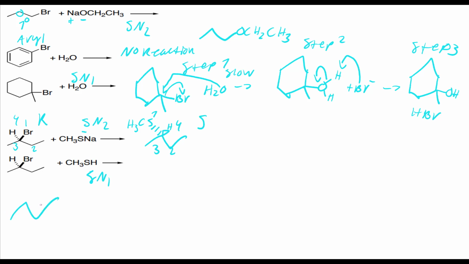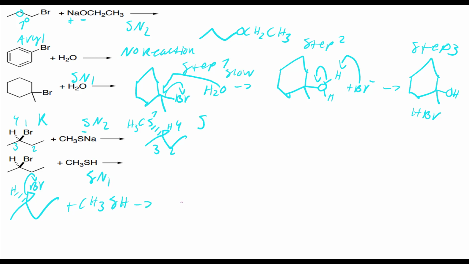Over here, you can get an R configuration. You can also get an S configuration since we are chiral. So we're going to do both processes. All right, so the bromine was on the wedge. It's going to go off. That's going to be step 1.